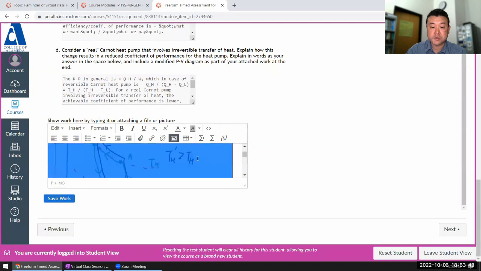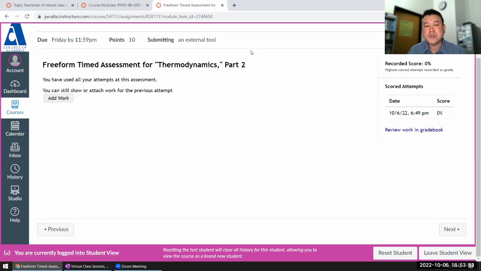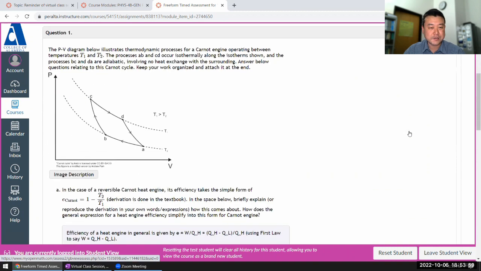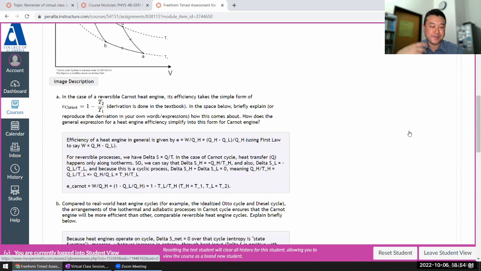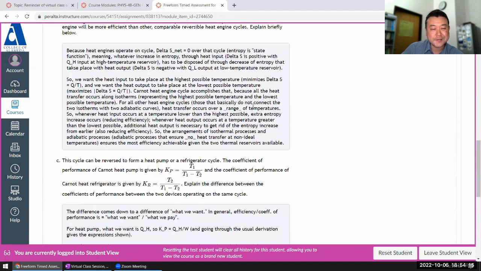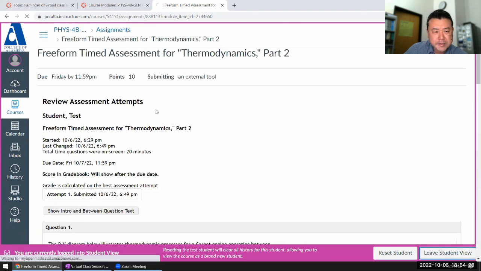So here, if I wanted to get rid of it, I could. I don't want to, but I could. And just click on save work. It'll timestamp when you last changed the work. I usually don't pay attention to that unless people are changing work after I've graded, in which case you should communicate with me and we should work together. You can't just change the work after I've looked at it and graded it. So that's the demonstration of the timed assessment. You've got two of these, in addition to the multiple choice timed assessment that I demonstrated last week. So good luck.